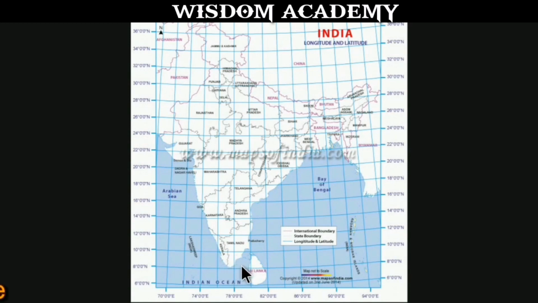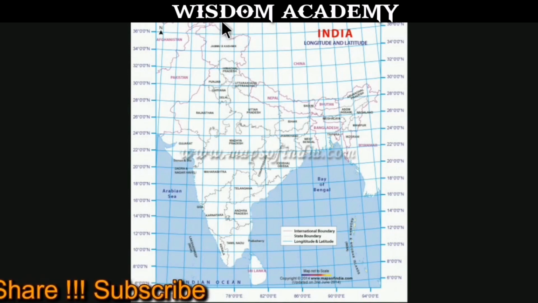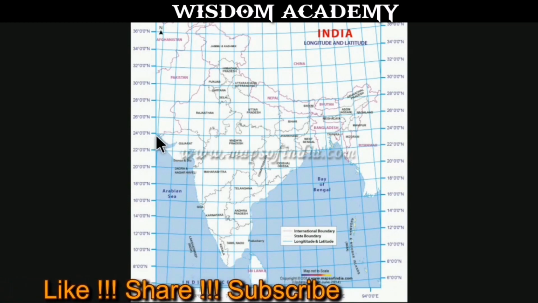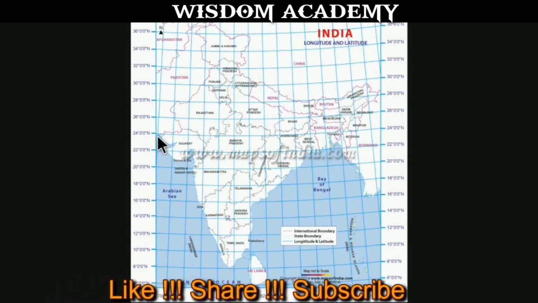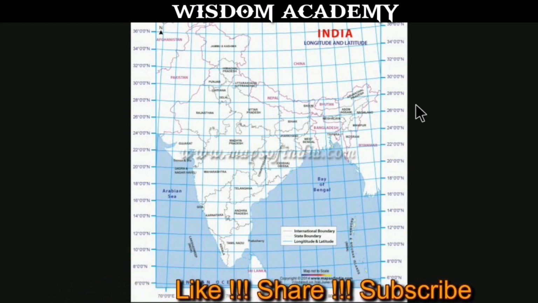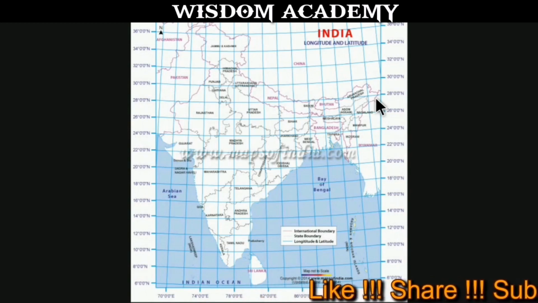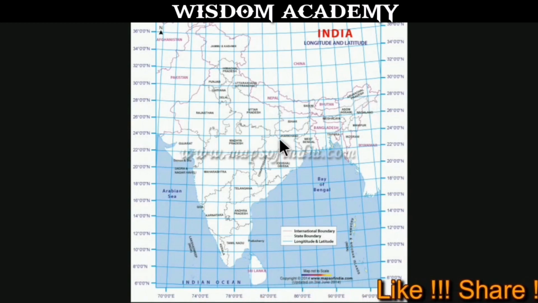सो इंडियाज लोकेशन इज फ्रॉम 8 degree 4 minute north to 37 degrees एंड 6 मिनट्स नॉर्थ. तो यहाँ तक इंडिया का लैटिट्यूडनल लोकेशन है. लॉन्जिट्यूड लोकेशन इज फ्रॉम 68 डिग्रीज एंड 7 मिनट्स ईस्ट टू 97 डिग्रीज 25 मिनट्स ईस्ट लॉन्जिट्यूड. ये इंडिया का लैटिट्यूडनल और लॉन्जिट्यूडनल एक्सटेंट है.